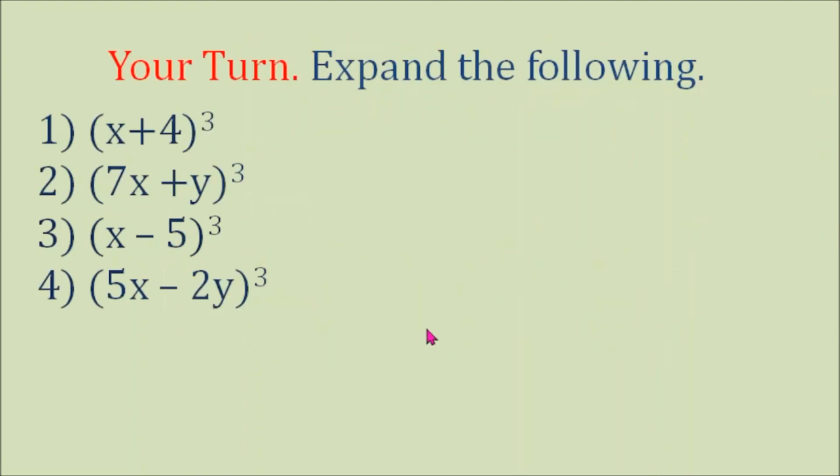Now your turn. You can pause the video and work on these 4 items. Number 1, the quantity x plus 4 cubed. Number 2, the quantity 7x plus y cubed. Number 3, the quantity x minus 5 cubed. And number 4, the quantity 5x minus 2y cubed.